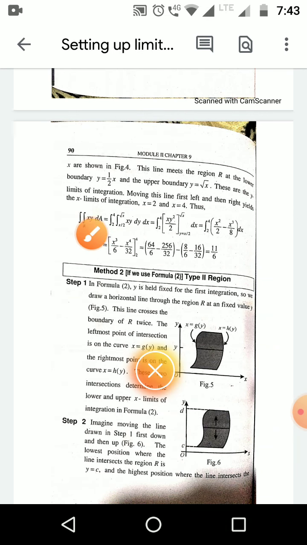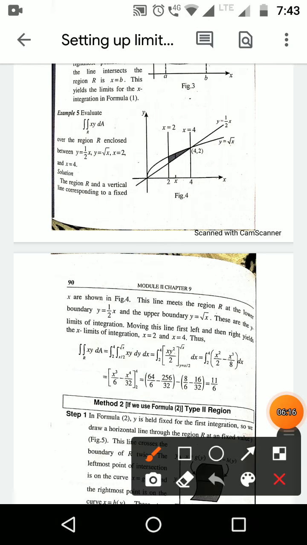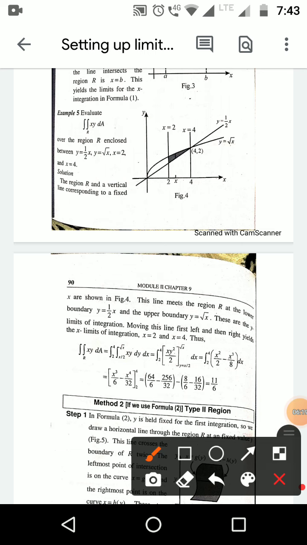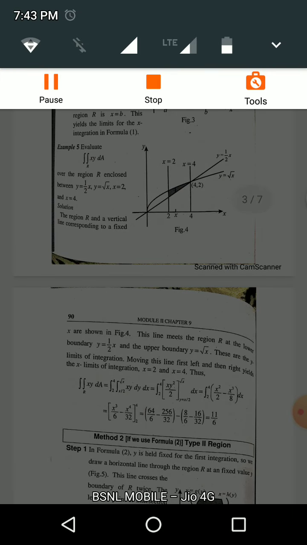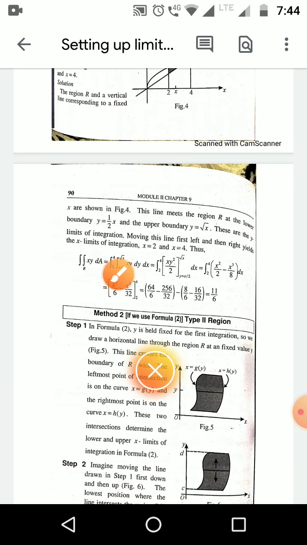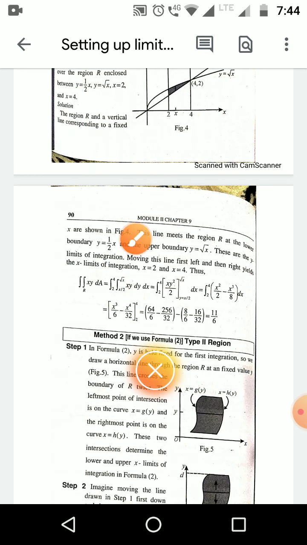Look at the integration part. Double integral over R of xy dA. First we are giving the limits of integration of x. Those are constant limits for x. So on the outside integral, the x limit is given. It is from 2 to 4, and the inside limit is given as the curves y is equal to x by 2 to y is equal to root x. So x by 2 to root x, xy dy dx, and then integrating this.